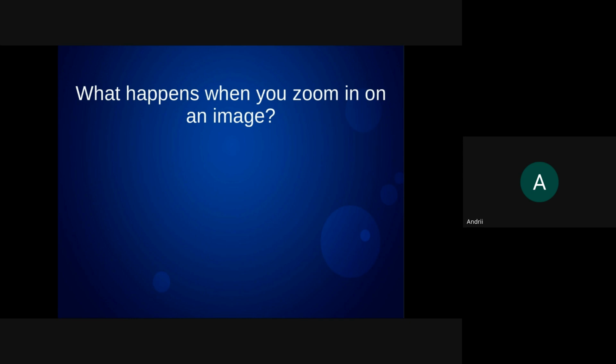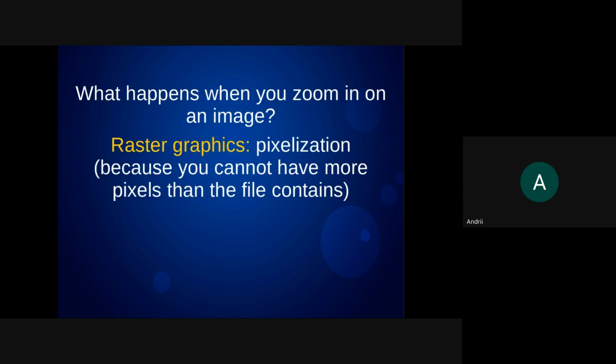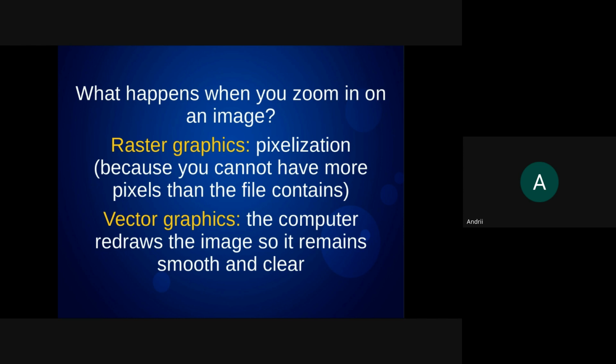So what happens when you zoom in on an image? Raster graphics, you have pixelization. We have already seen this because you cannot have more pixels than the file contains. But in vector graphics, the computer redraws the image every time, so it remains smooth and clear, no matter how you zoom in or out on the image.